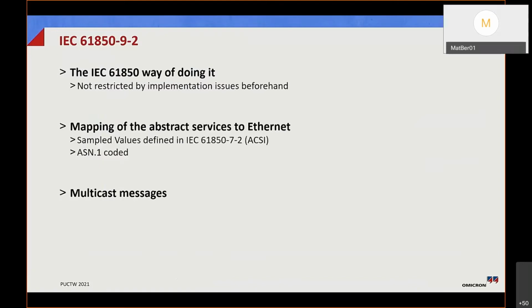Now what's 9.2? 9.2 is the way of really doing the 61850 way. So not thinking first, what kind of processors or networks do I have available? First, there was this abstract service defined in part 7.2. There is defined what sample values are and how this should do with all the control blocks and those things, this abstract service interface. And in part 9.2, it's just said, and this is how we do it on Ethernet. And it was done by using Ethernet multicast messages.